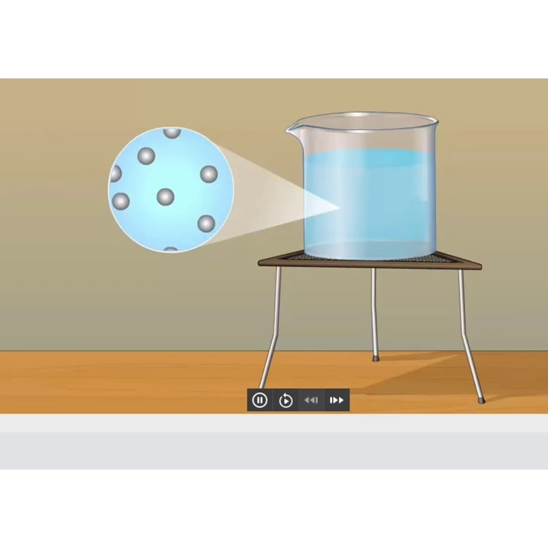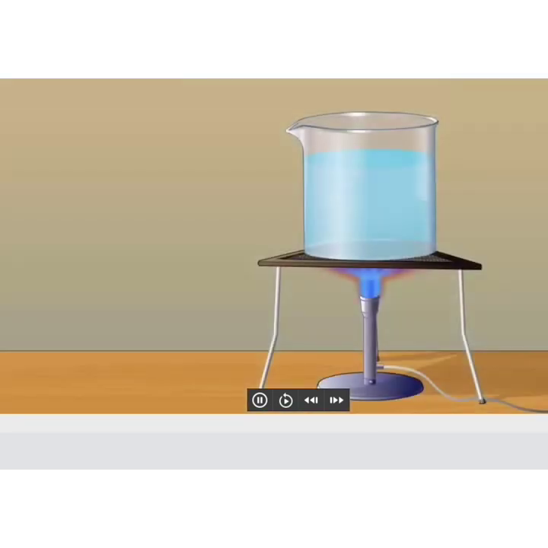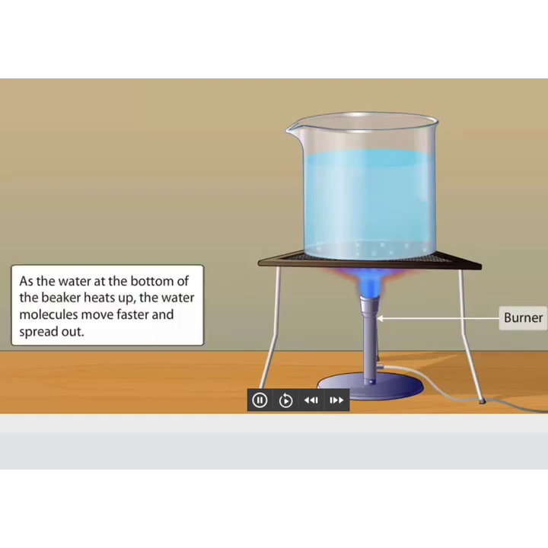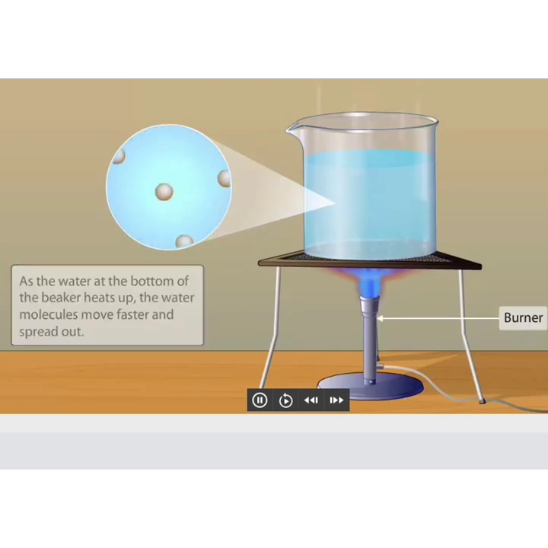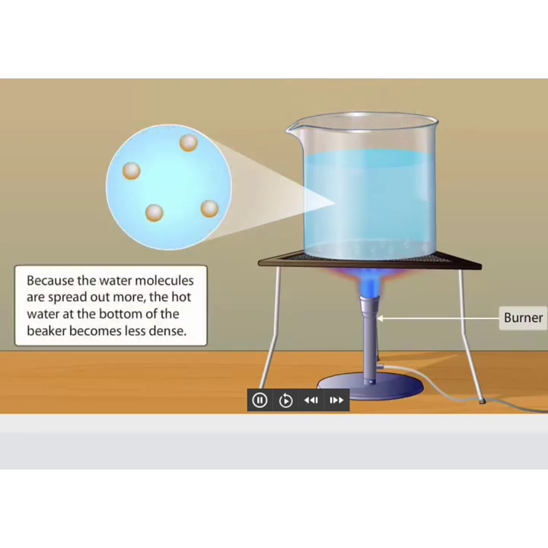Let's see what happens when we heat water in a beaker. As the beaker becomes hot, it conducts heat to the water at the bottom. As the water at the bottom of the beaker heats up, the water molecules move faster and spread out. Because the water molecules are more spread, the hot water at the bottom of the beaker becomes less dense.